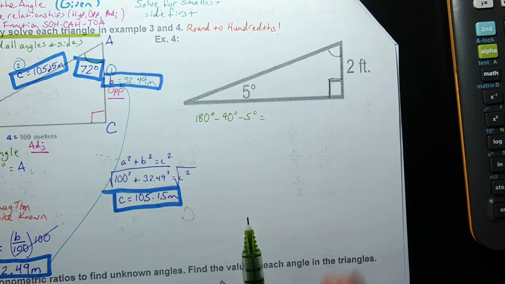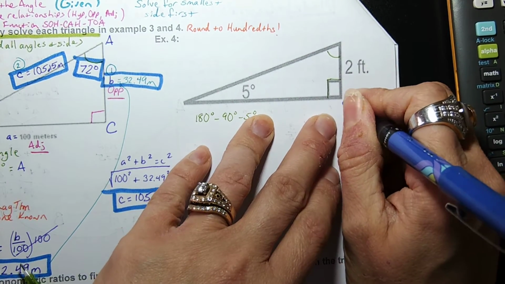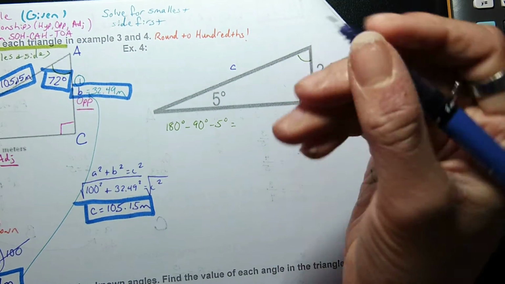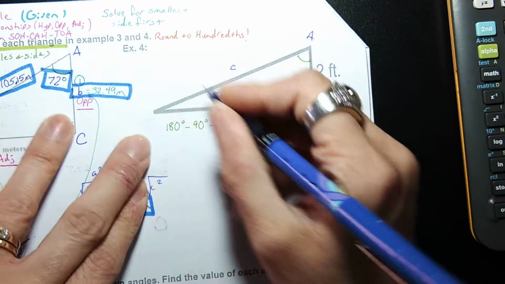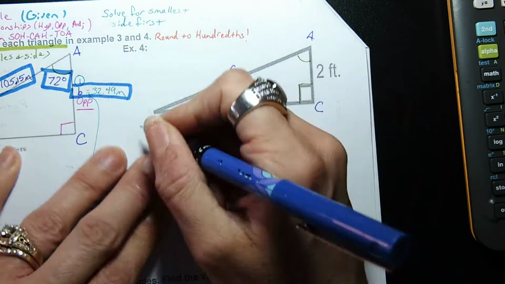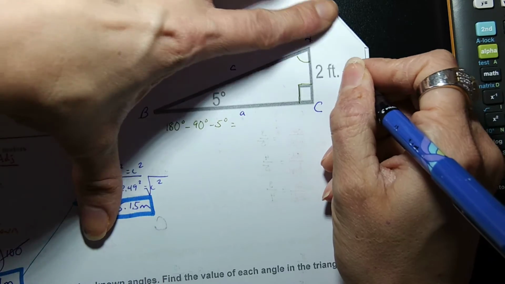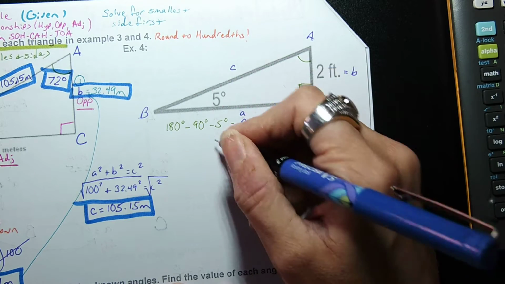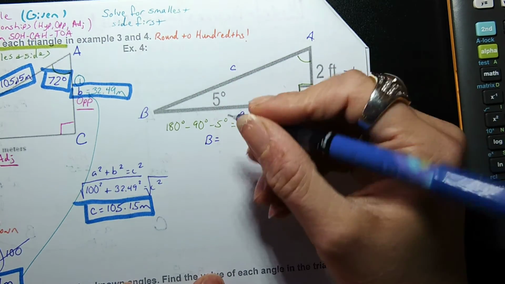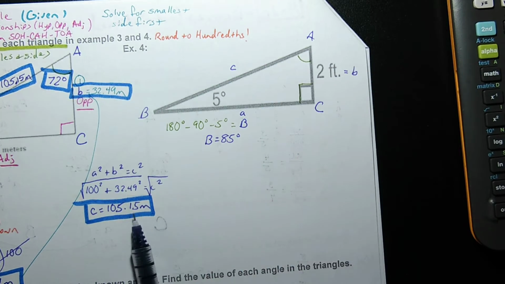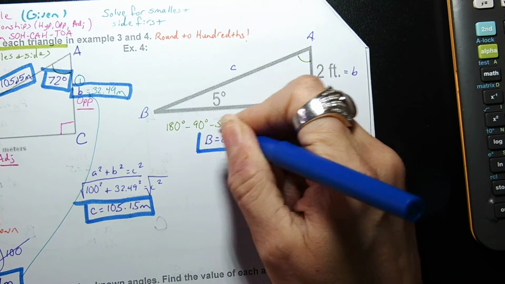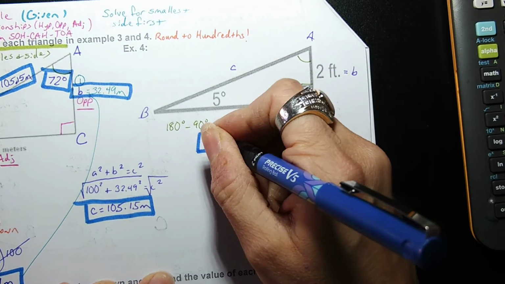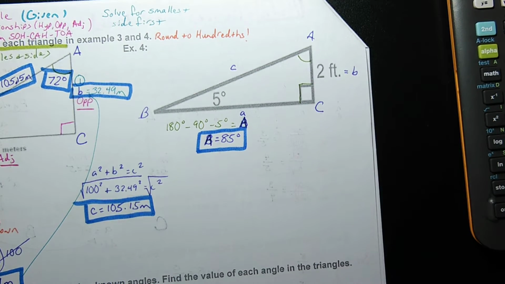And let's go ahead and label our diagram. That has to be angle C. This has to be side C for the right angle and the hypotenuse. I'm going to put angle A on the top, which means side A goes opposite from it, angle B, and then side B. So then our angle B would be equal to 85 degrees. Oh, angle A, my bad. Angle A. So 85 degrees.